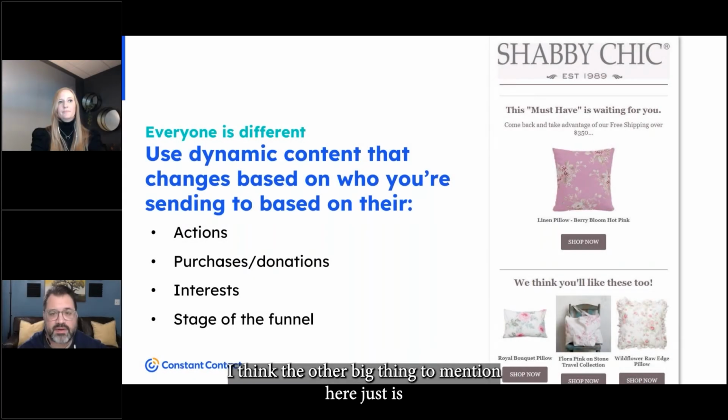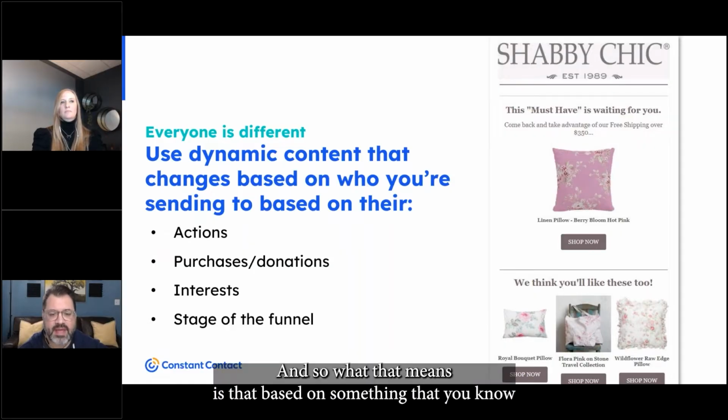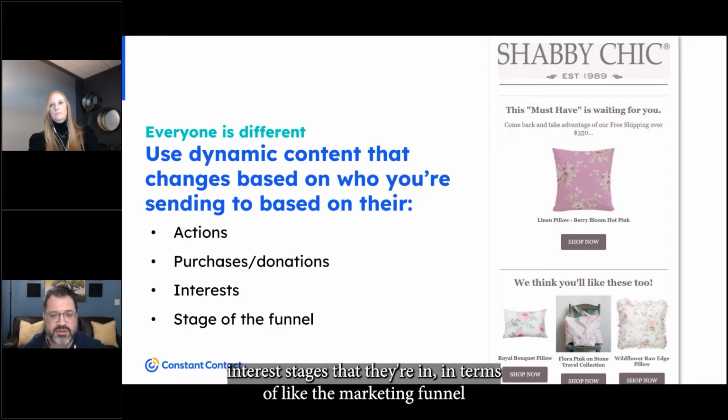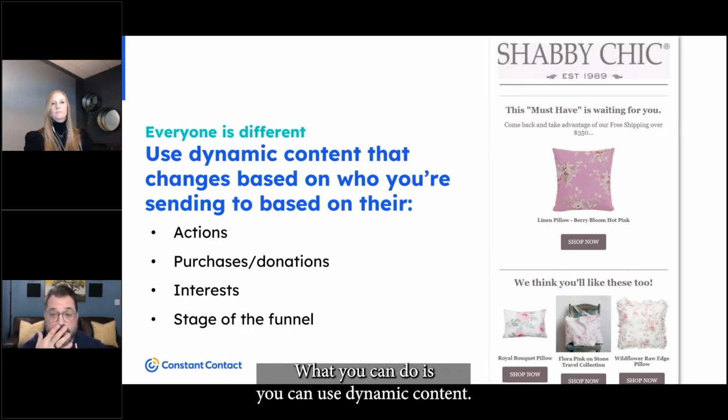I think the other big thing to mention here, and this is really more particular to email, is what we're calling dynamic content. What that means is that based on something that you know about a particular customer, you've seen some examples: actions, purchases, interests, stages that they're in in terms of the marketing funnel, where they are with your business. What you can do is use dynamic content.